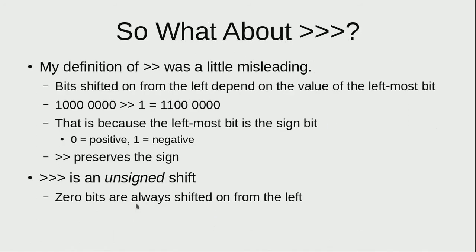Okay. Now, what about triple right? Well, I kind of fudged a little on double right. When you're doing a double right, the bits shifted in from the left depend on what the leftmost bit is. So if you have a 1 in the leftmost position and you shift everything one to the right, you shift in a 1. So this 1 moved over to the second position, and we shifted in a new 1 there.